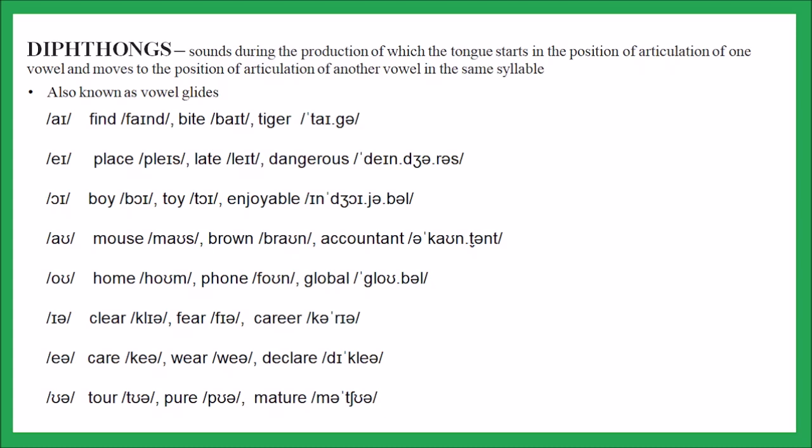Okay, so these are the 8 diphthongs. I as in find, A as in place, Oi as in boy, Ow as in mouse, O as in home, ear as in clear, air as in care, and oor as in tour.